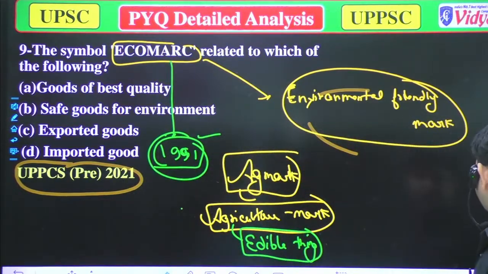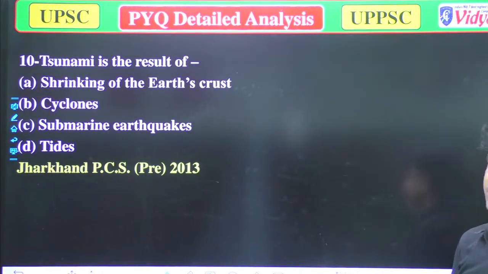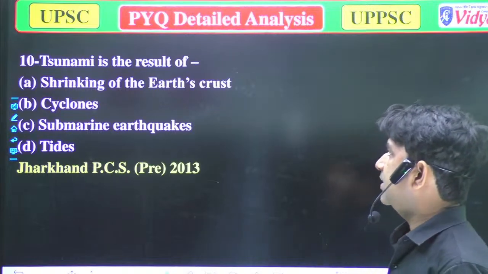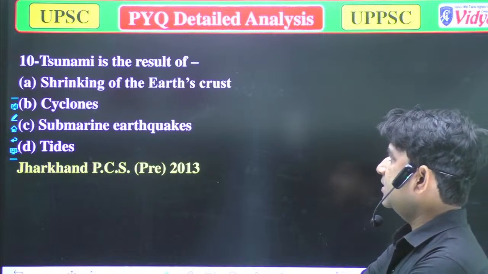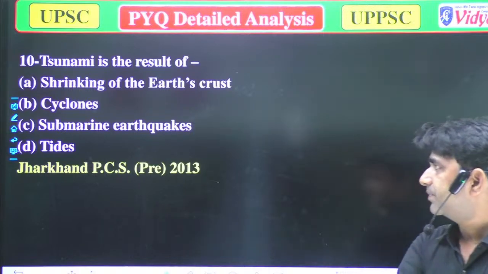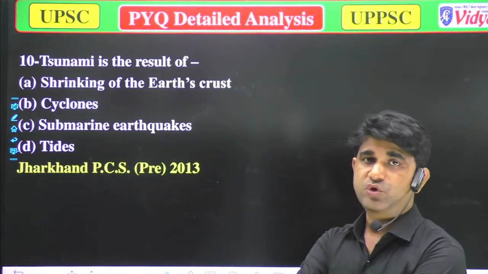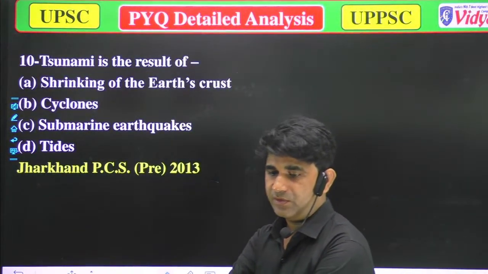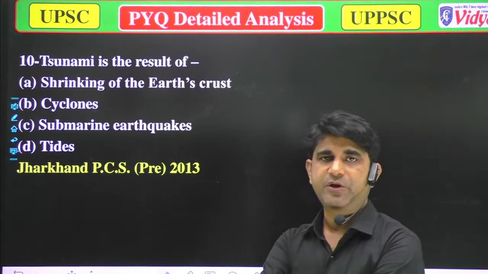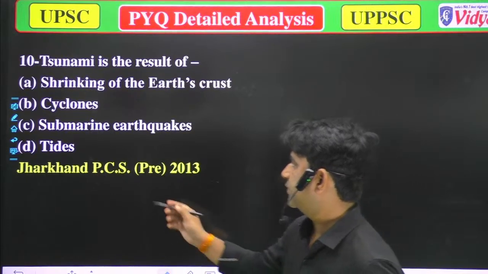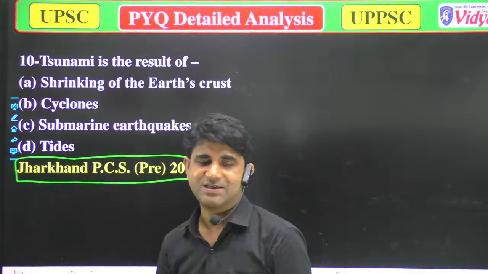Now we'll move to the next question: tsunami is related to A, shrinking of earth's crust, B, cyclones, C, submarine earthquakes, and D, tides. It's a question of physical geography as well as environment, so you have to correlate. That question was asked in Jharkhand PCS.